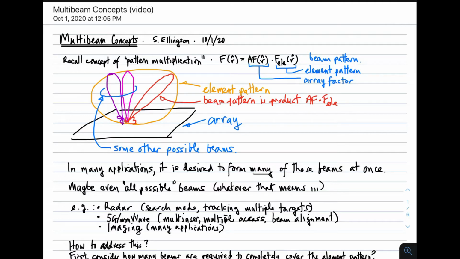Hi, welcome to a lecture on multi-beam concepts. To begin, let's recall the concept of pattern multiplication.